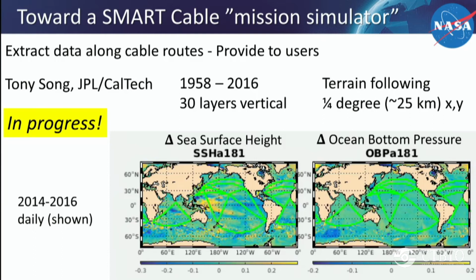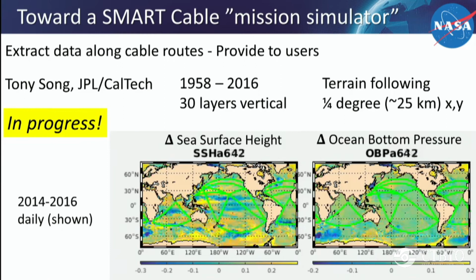Tony Song at JPL Caltech is presently putting together what's called a mission simulator in NASA speak, using a model with 30 layers going over almost 60 years, terrain following, quarter degree, 25 kilometer scale. So some of the variables he outputs are the sea surface height and ocean bottom pressure, and this gives an idea of that kind of variability. This is a daily plot shown here.